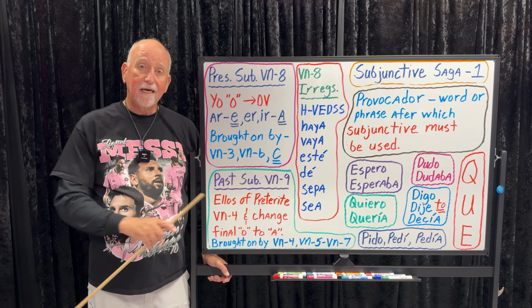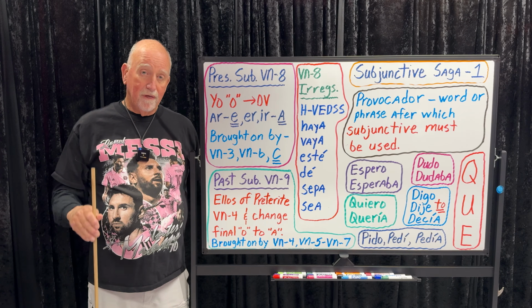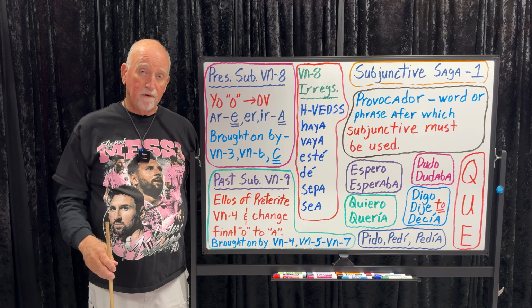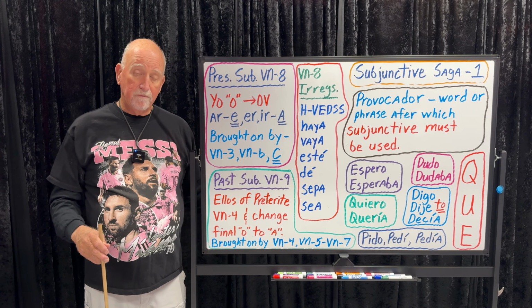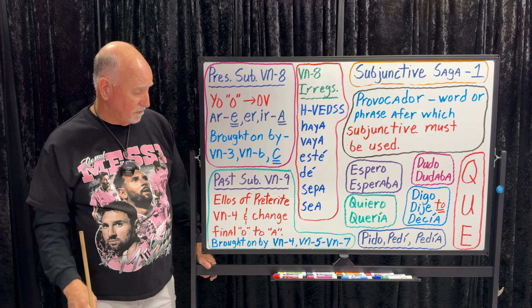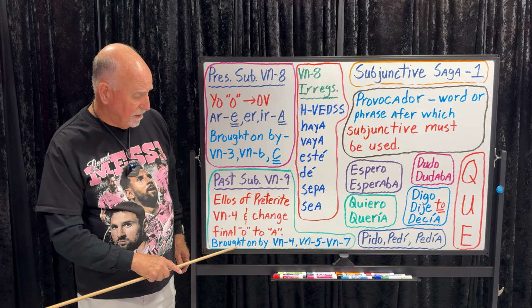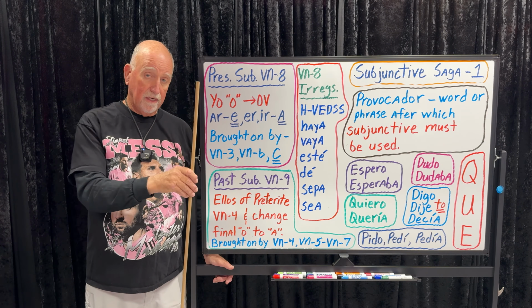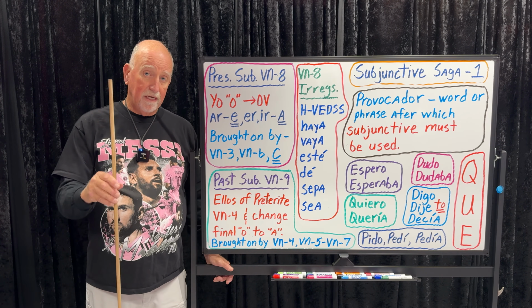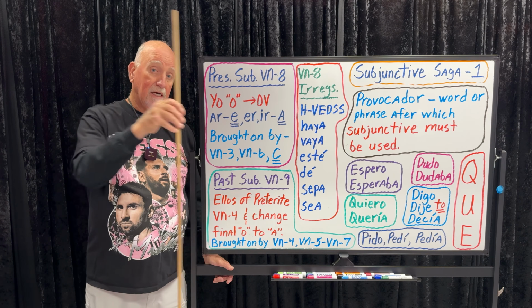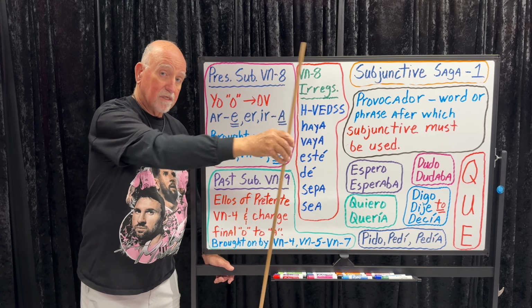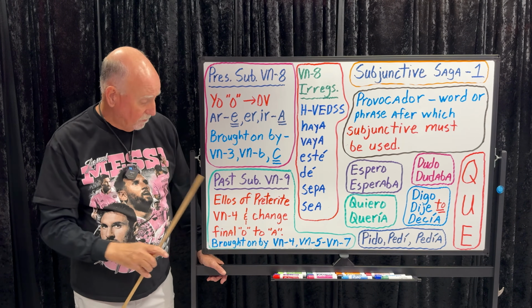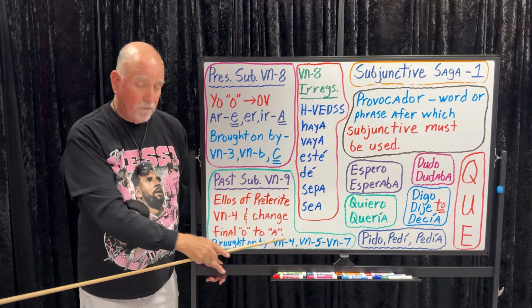Dijeron becomes dijeran. Any verb, all verbs take the aorist form of the preterite, change that final O to an A, and you've got yourself the past subjunctive. Okay, and what brings on the past subjunctive? Remember the car, the hitch, the trailer. What kind of verb tense do we need the car to be to bring on the past subjunctive at the end of the sentence? Well, it can be verb number 4, the preterite.